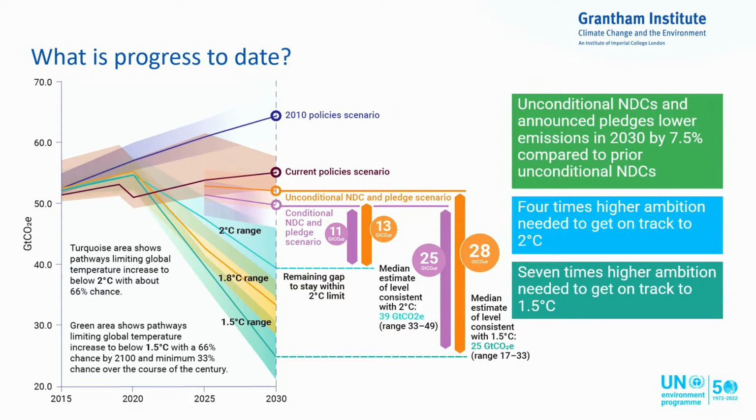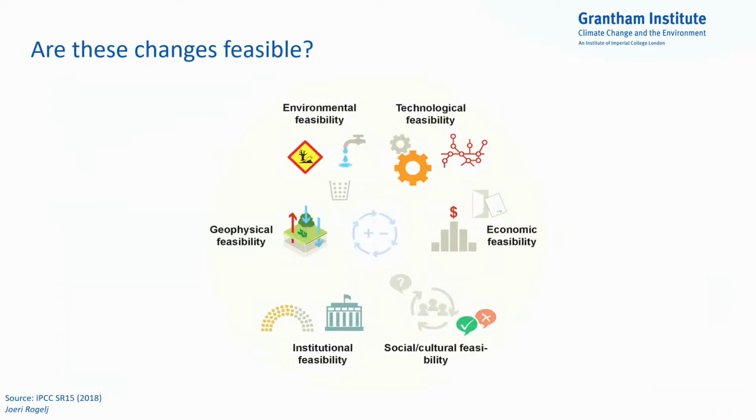Now the last question, now that we know what we need to do and what we are actually doing, is whether these changes are actually feasible. This was a question that was also asked in the 2018 special report of the IPCC. And the IPCC identified 6 dimensions or 6 tick boxes that need to be ticked for us to be able to say whether something is feasible.